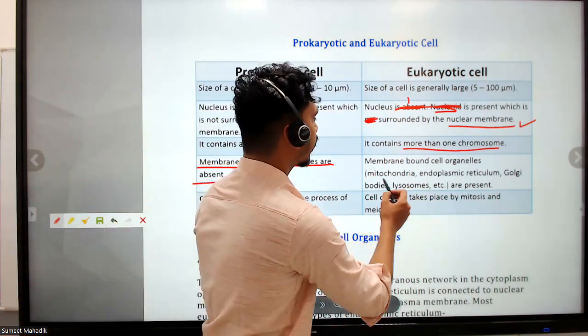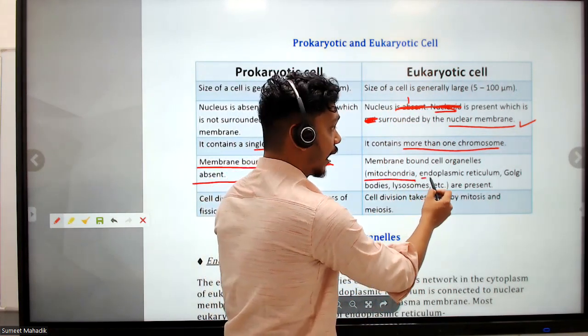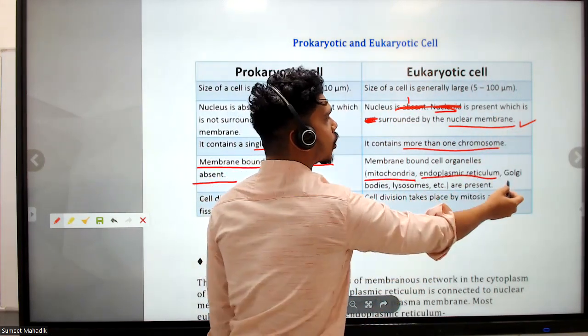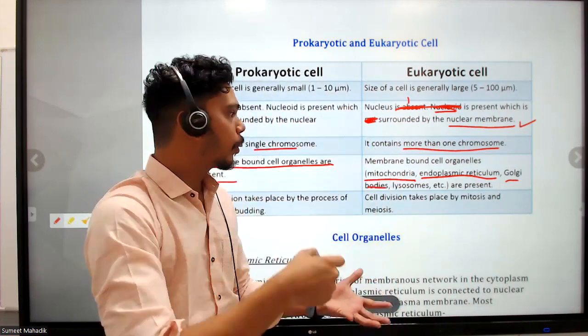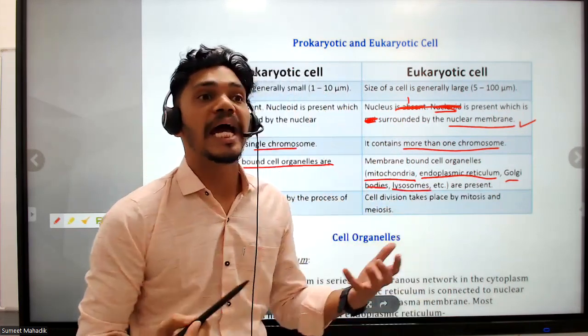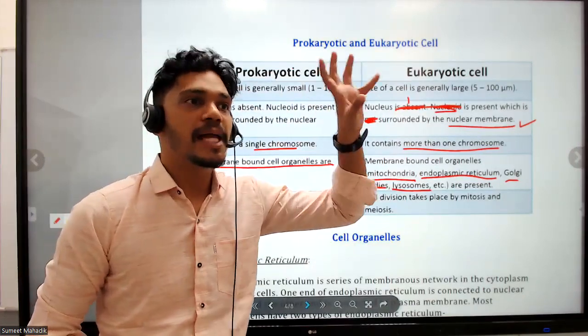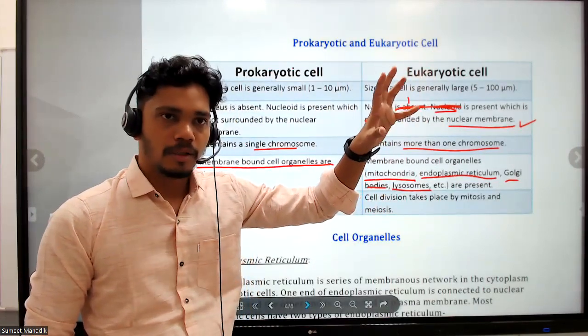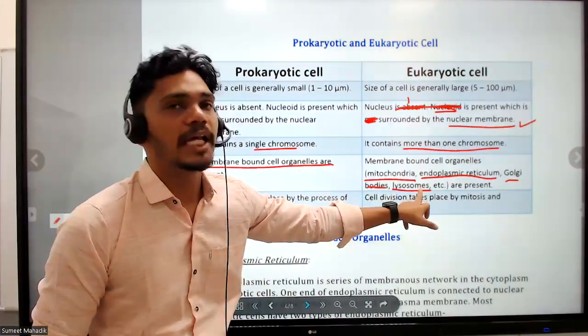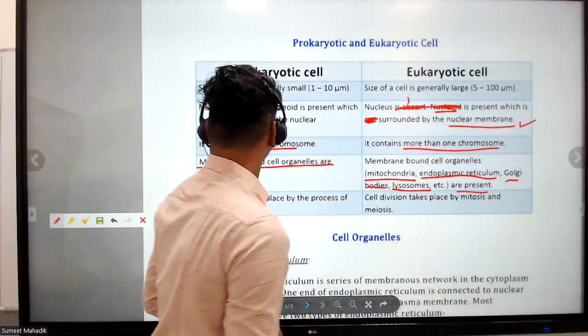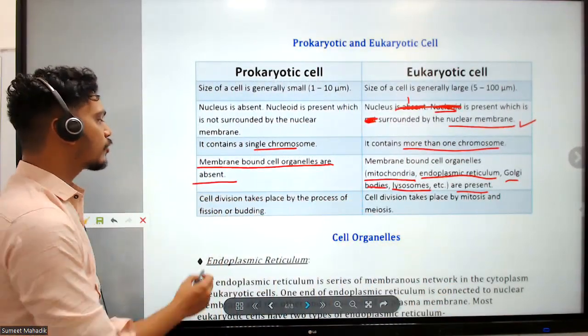Now, membrane-bound cell organelles: mitochondria is present. Endoplasmic reticulum for protein synthesis, Golgi bodies for storage of the protein. Lysosomes are called suicidal bags. Once the cell attains maturity, it has to be killed. So who is responsible for that? Lysosomes are present. Cell division in prokaryotes takes place by the process of fission and budding.